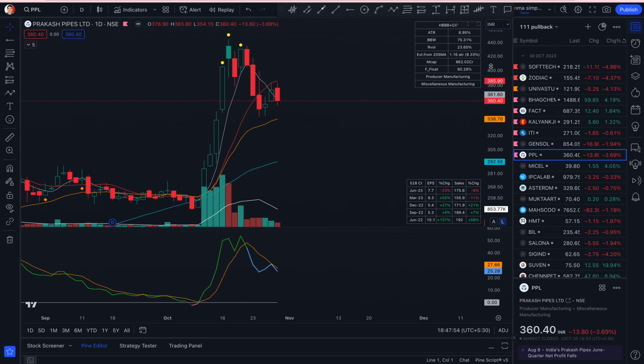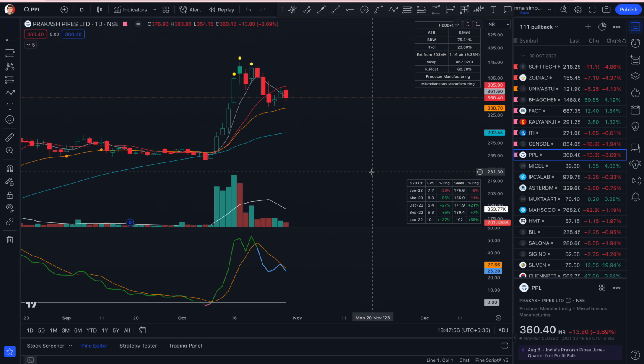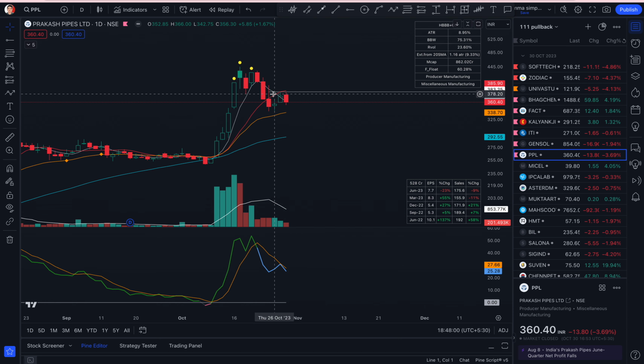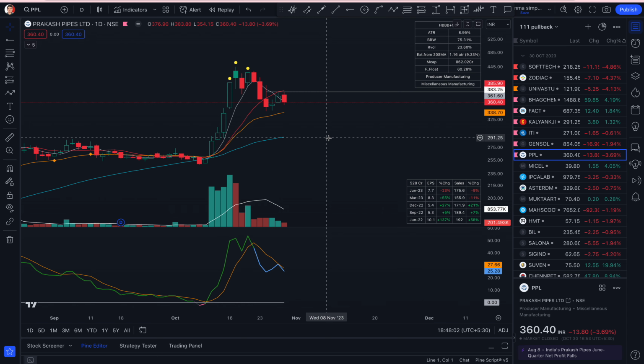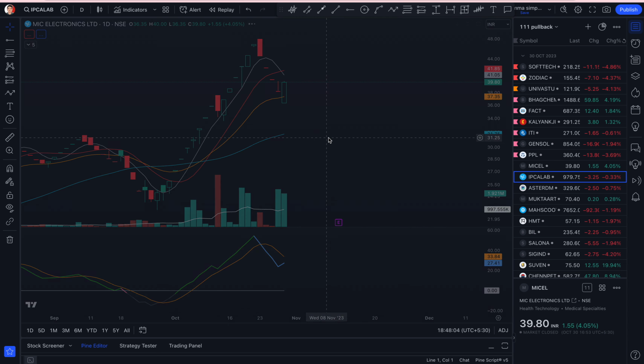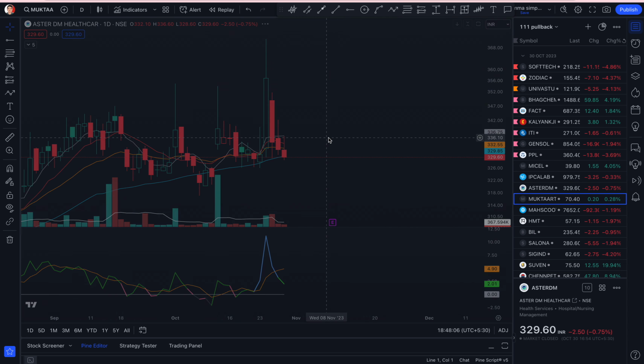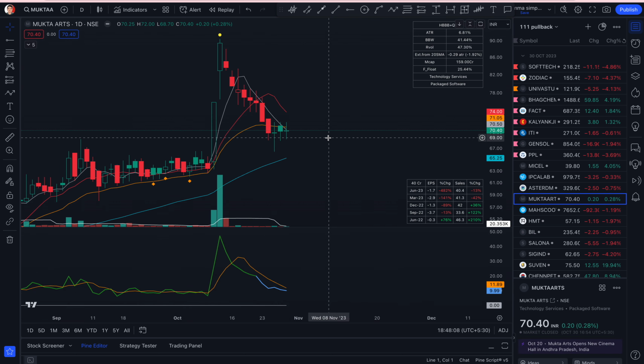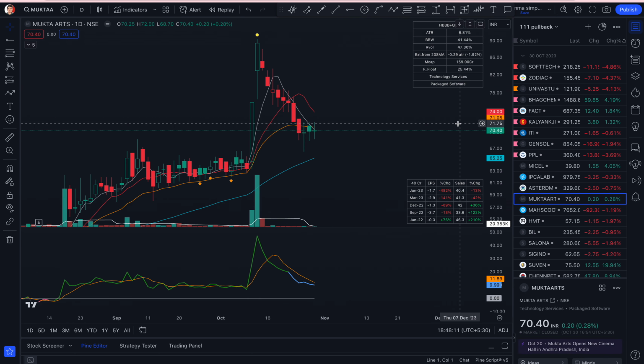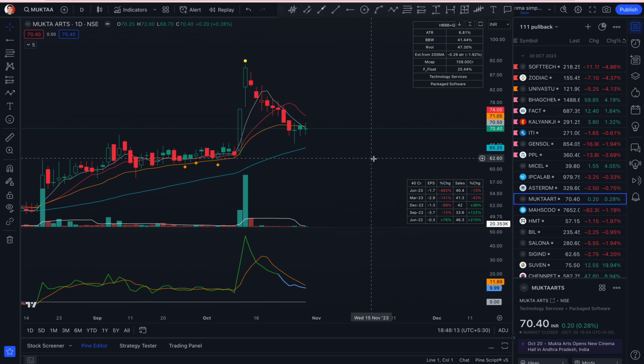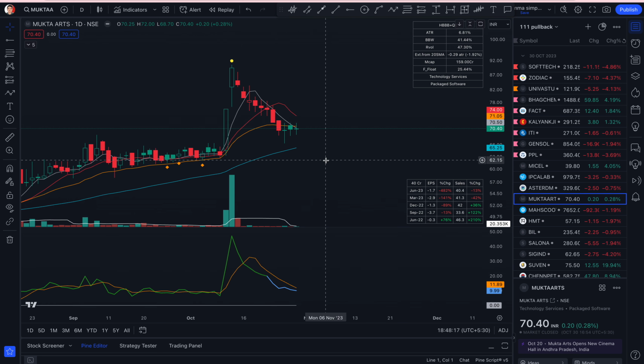Prakash Pipes, very nice pullback setup. Generally, a couple of days of tightness makes the setup even better. Mukhtar's is also good, but it's a very small cap company.